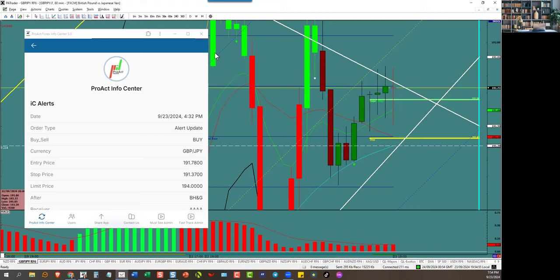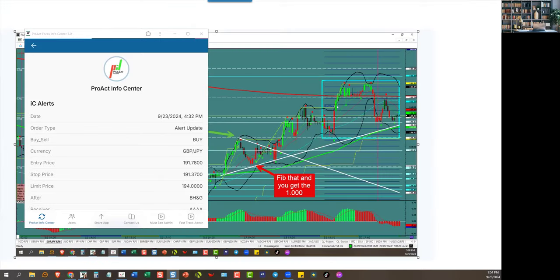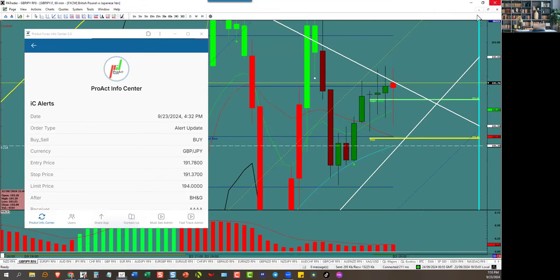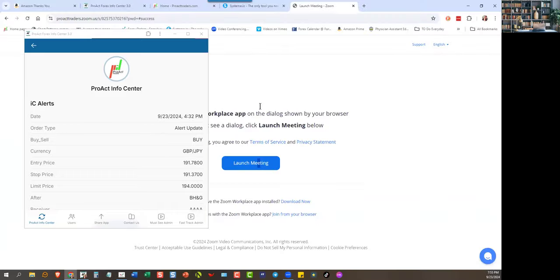I don't have any internet up. Maybe I do. Wait a minute. Oh, I don't have any internet up. Hold on just a second. I got internet up, but I don't have any browser up.